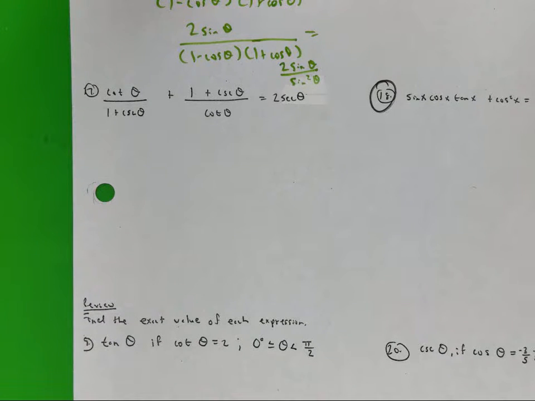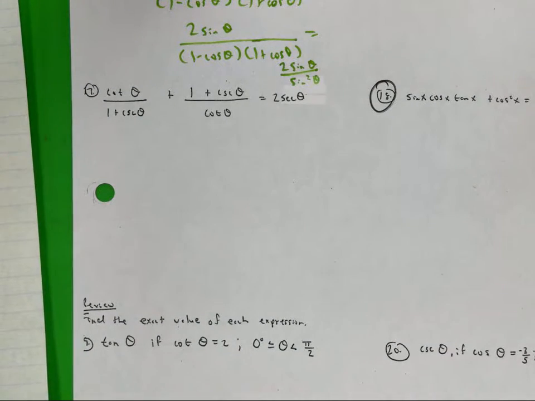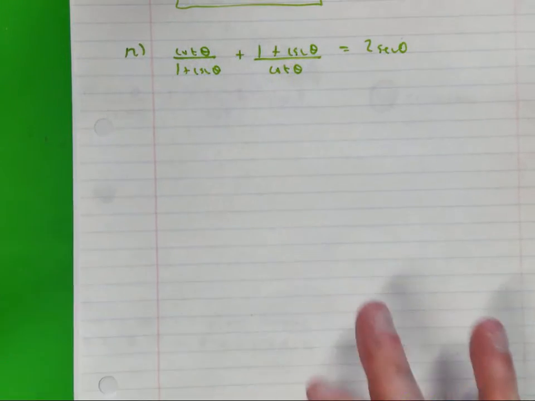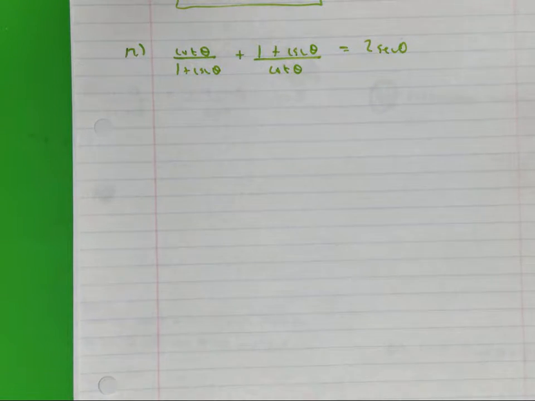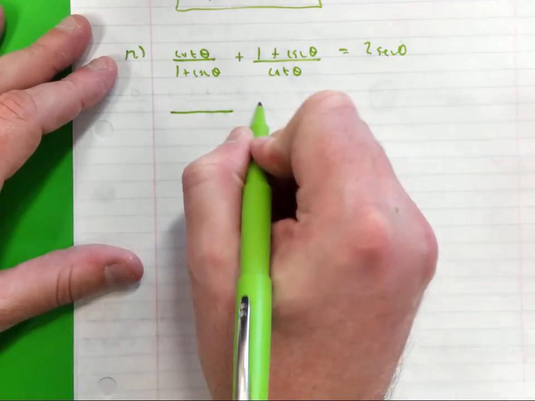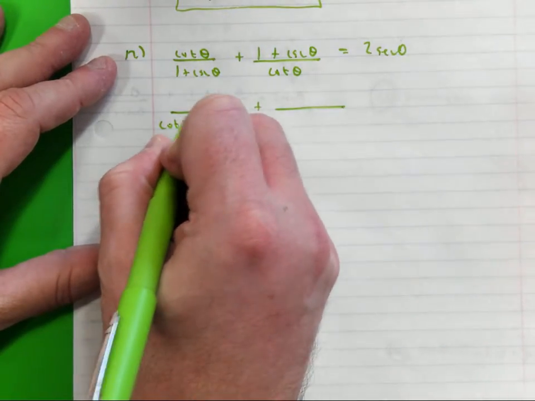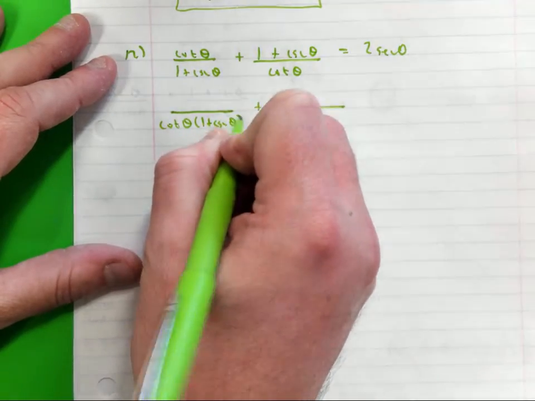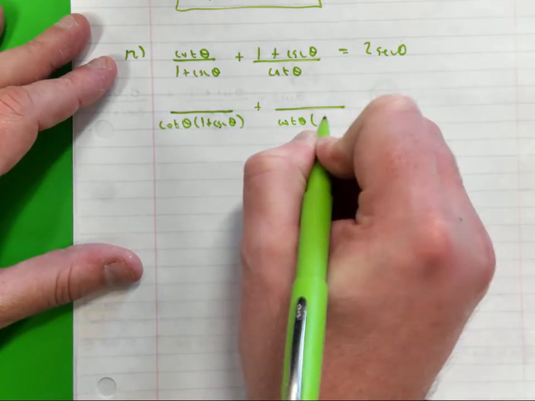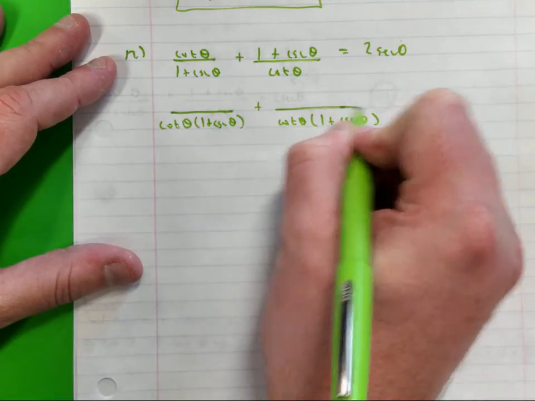Alright, let me help you. Let me get you started here. Alright. Number 17. Cotangent theta over 1 plus cosecant theta plus 1 plus cosecant theta over cotangent theta equals 2 secant theta. Okay. The first thing I would do, I see fractions, I'm going to find a common denominator. My common denominator for both of them would be cotangent theta times 1 plus cosecant theta.